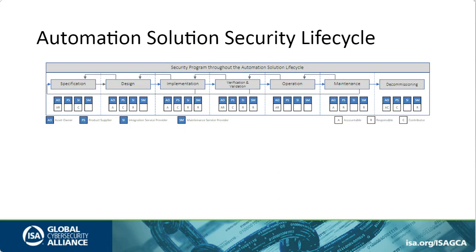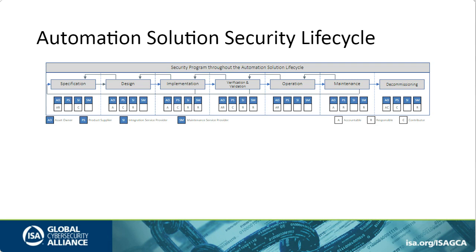This slide shows the automation solution security lifecycle. The security program must be established and maintained throughout the automation solution security lifecycle. Security specification phase activities are to perform an initial cybersecurity risk assessment, partition the system into security zones and conduits, and specify a target security level. Design phase activities are to perform a detailed cybersecurity risk assessment for each zone and conduit, design technical measures for each zone and conduit, design guidelines for organizational security measures, and the asset owner approves the cybersecurity requirements specification, which is the deliverable from this phase.